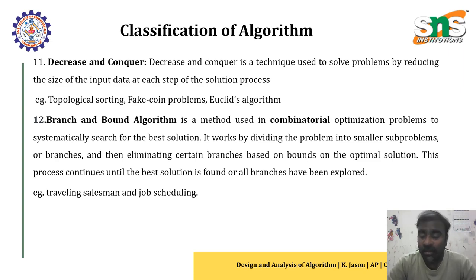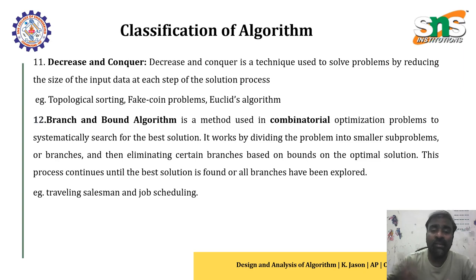Next, the fake coin problem. Consider n number of coins, say n equal to 10 coins. You have to find one of the coins that is fake. How will you find the fake coin? You divide the data into n by 2, once again n by 2, and then use a physical balance to find it. Suppose you find the fake coin. This is what a decrease and conquer is.